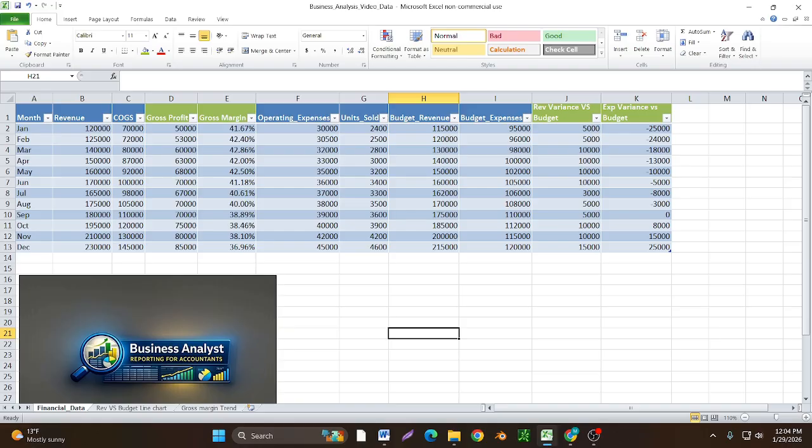Trend plus profitability. If we start with revenue, we see it grows from about $120,000 in January to $230,000 in December. At first glance, that looks great. Revenue is almost doubling, but business analysis is about asking what happened underneath that growth. If we compare revenue to cost of goods sold, we can estimate gross profit trend. If cost of goods sold grows faster than revenue, margins shrink, which is a warning sign.